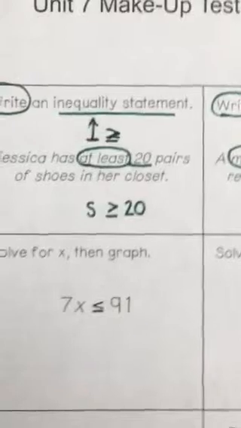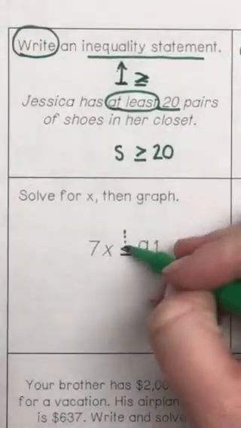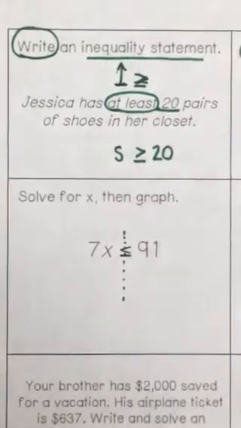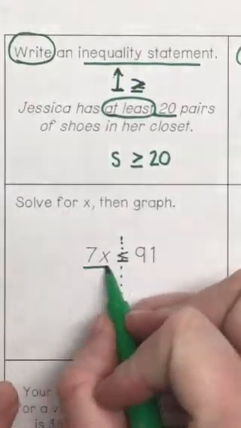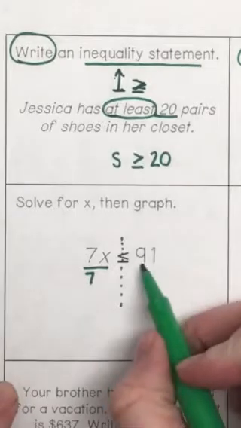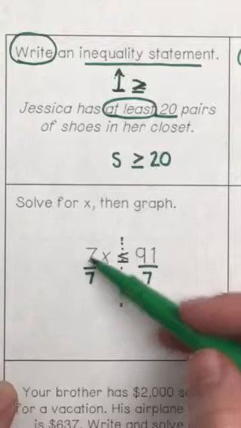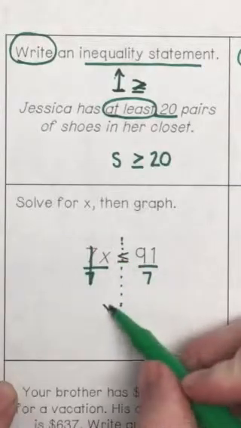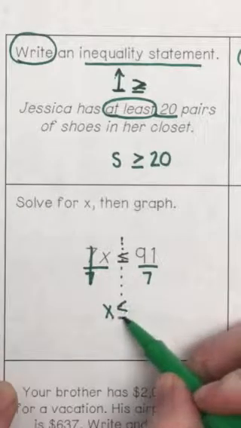Our next two questions want us to solve and then graph our inequalities. Remember, to get a number on the opposite side of the line, we have to do the opposite operation. 7x tells me that I am multiplying x by 7. So the opposite of multiplication is division. So I need to divide by 7. And if I divide by 7 on one side, then I have to divide by 7 on the other side. 7 divided by 7 is 1. 1 times x is x. I did not multiply or divide by a negative number, so my symbol stays the same.